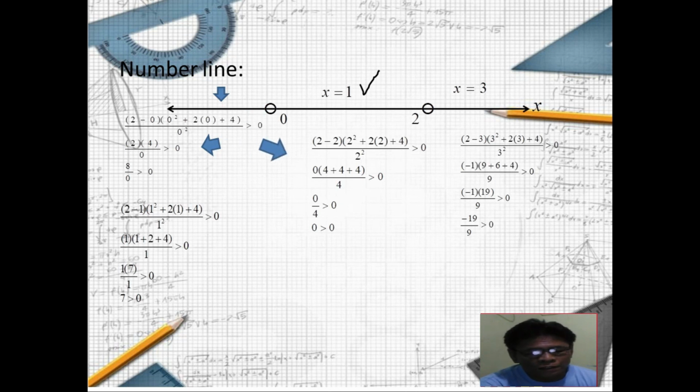And we try x equals 2 to see if it is included in the solution. So 2 minus 2 times 2 squared plus 2 times 2 plus 4 over 2 squared, and that is 0 times 4 plus 4 plus 4 over 4, and that is 0 over 4 greater than 0. Then 0 over 4 equals 0, and 0 is not greater than 0, and this is not true. So 2 is not included in the solution. Okay, so we have 3 parts.